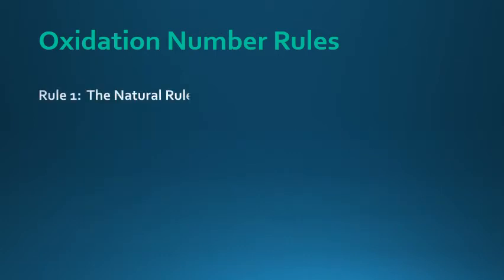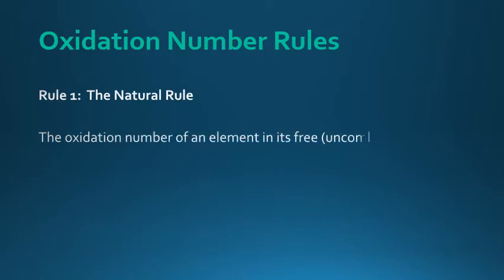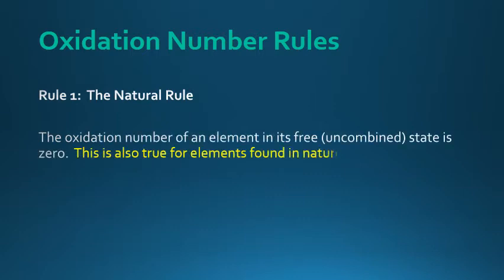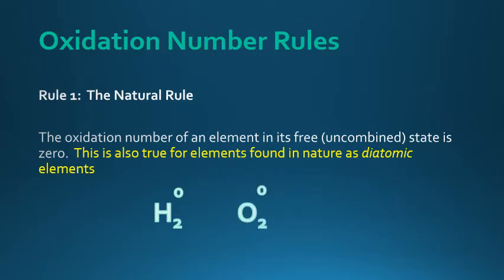Now, I like to call this the natural rule. The reason is that if the element is in its natural, uncombined state, like aluminum or tin, its oxidation number is 0. The diatomics naturally exist like that too, so their oxidation number is 0. Can you think of another diatomic? Right, oxygen would have an oxidation number of 0. There's another one we haven't really covered: sulfur has a natural state of S8, and so its oxidation number would also be 0.